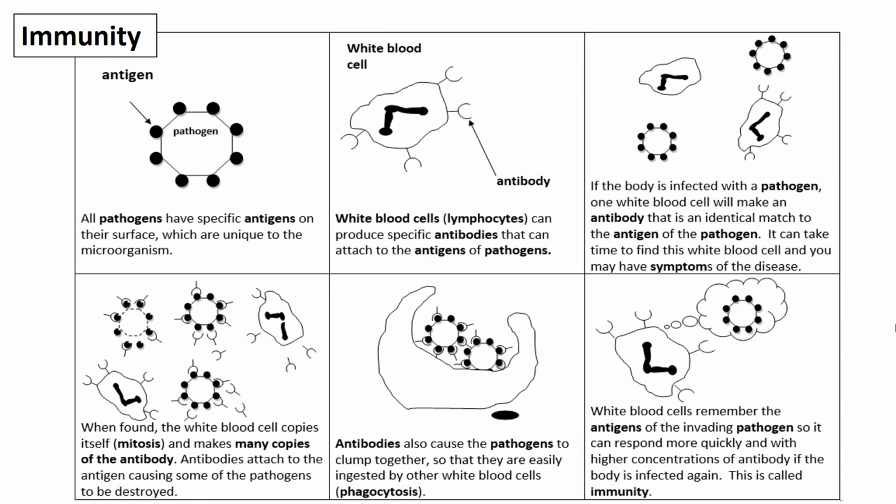Now, the key thing and where this leads to immunity is that this white blood cell with the specific antibody to the antigen of the invading pathogen will be remembered. It will become what is called a memory cell. So if you're infected with that same pathogen again, then you can quickly find that white blood cell and release lots of antibodies straight away. And that's what we call immunity. This time round, if you get infected again with the same pathogen, you don't get symptoms, you are immune.